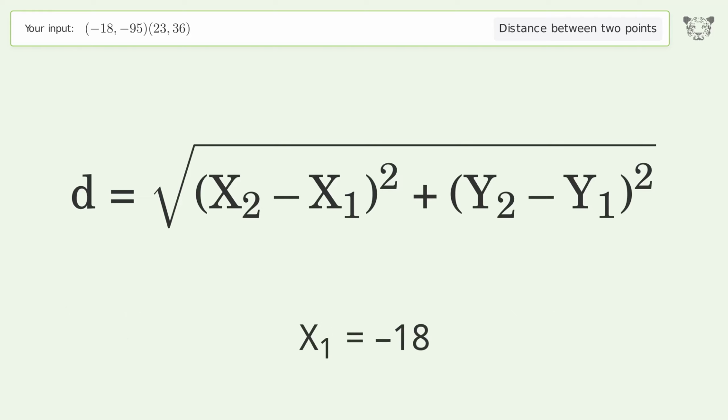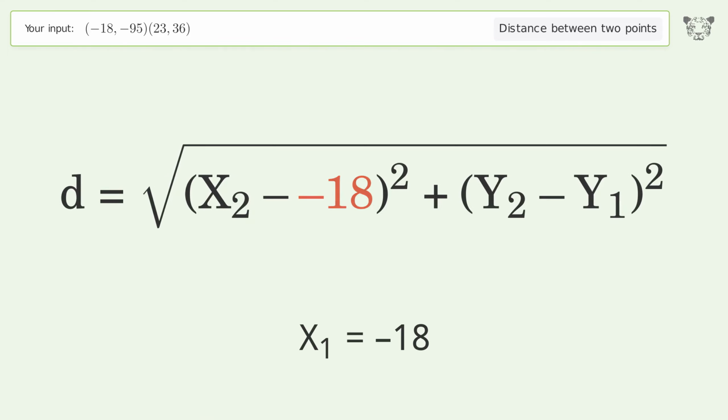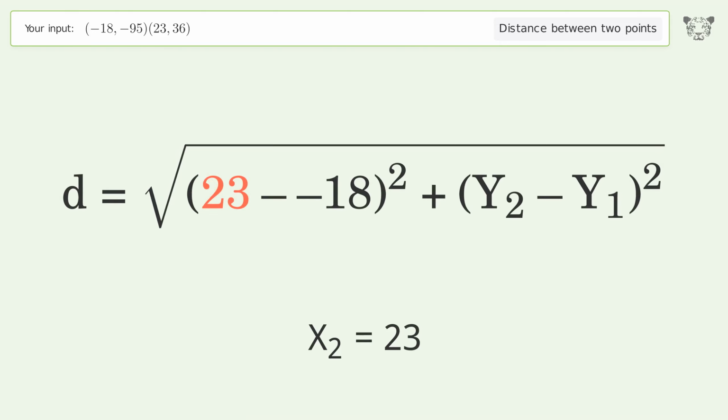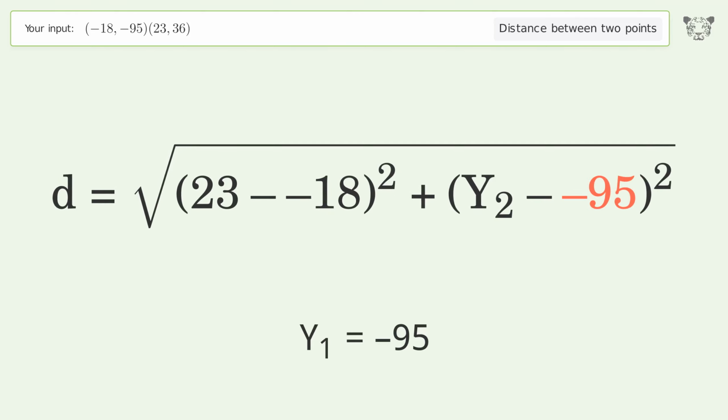x1 equals -18. x2 equals 23. y1 equals -95. y2 equals 36.